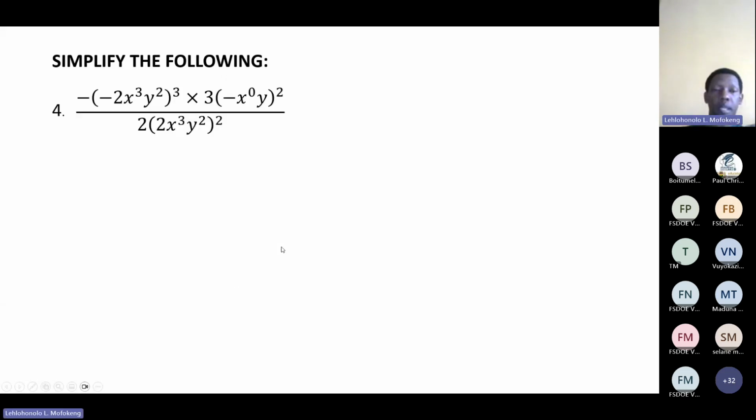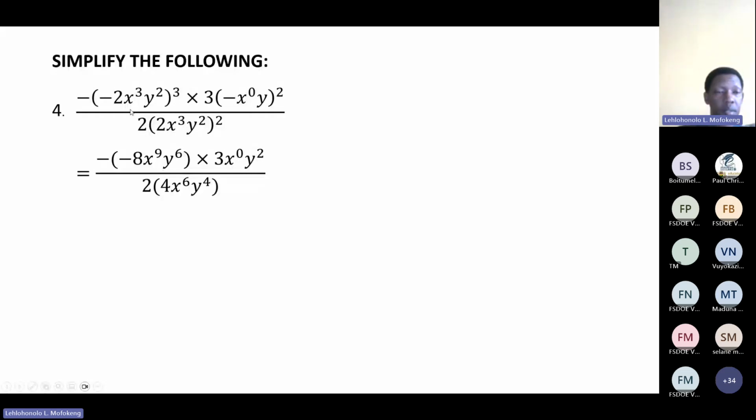And then the last activity, we are having this negative 2x cubed y squared raised to exponent of 3, multiplied by 3 into negative x to exponent of 0 y, all raised to exponent of 2, and then divided by 2 multiplied by 2x cubed y squared, all raised to exponent of 2. Right, so we have different laws that we need to exercise for this question.